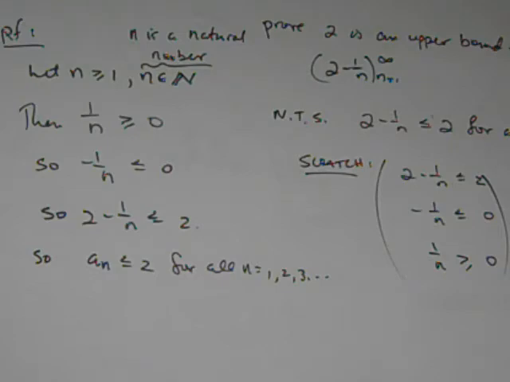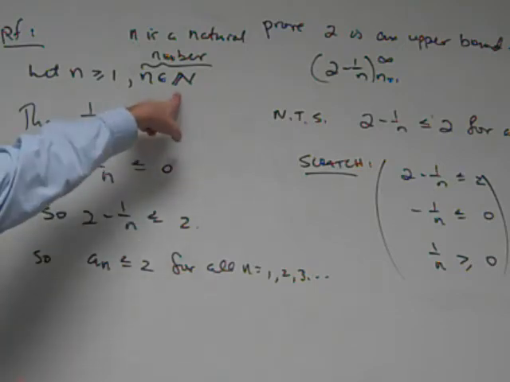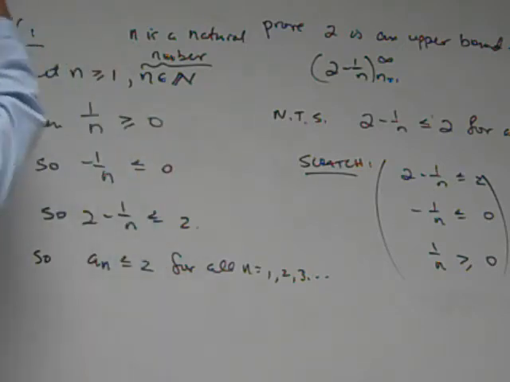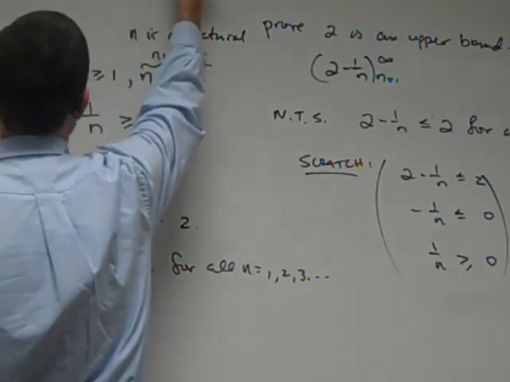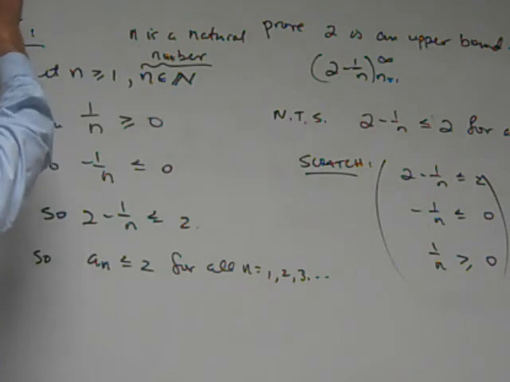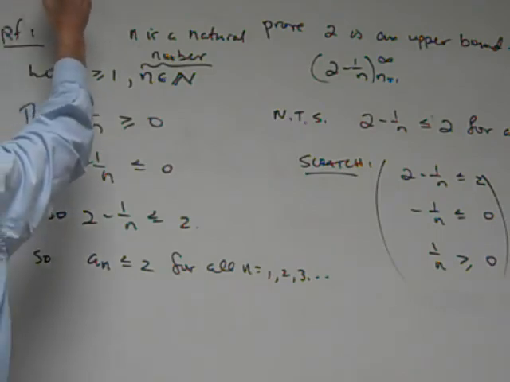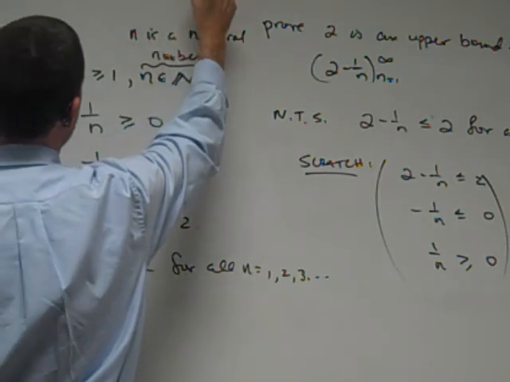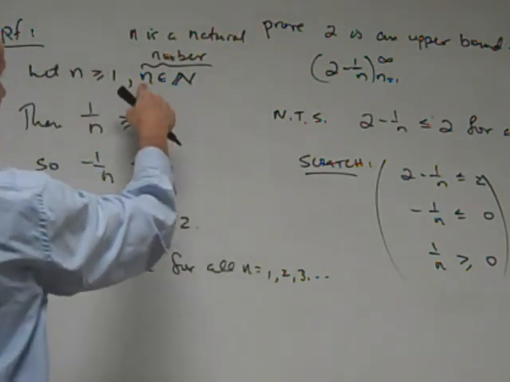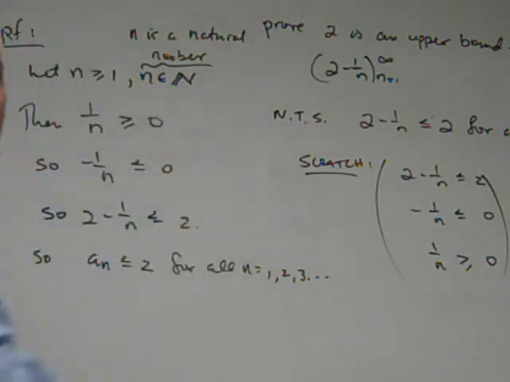Okay? What's the big one for? That means the natural number. That's a notation. This means this set. And this little element symbol means is an element of. So this says n is an element of the natural numbers. That's just a mathematical shorthand.